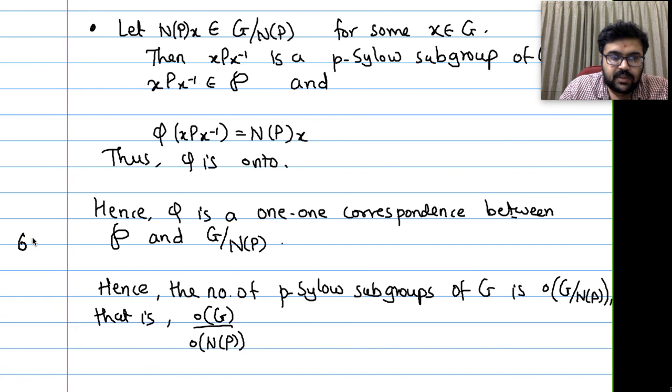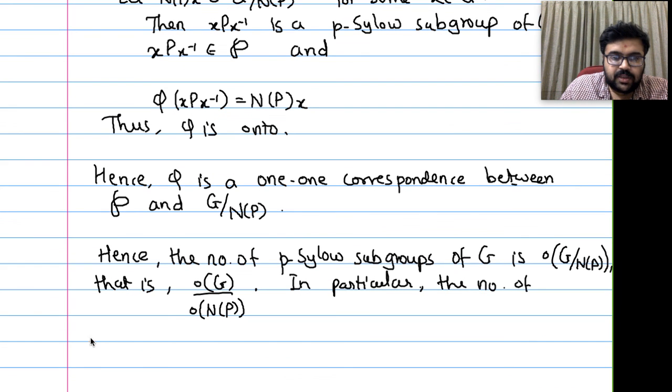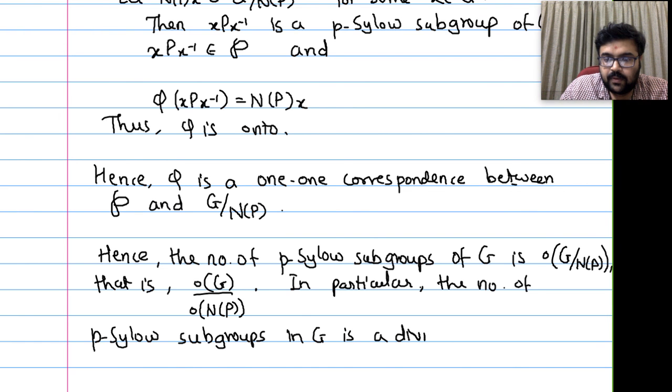Like this, the order of this is 6. So 2 divides 6. So 6 upon 2, that is 3. That is also a divisor. 6 upon 3, that is 2. That is also a divisor. So in particular, the number of p-Sylow subgroups in G is a divisor of the order of G.